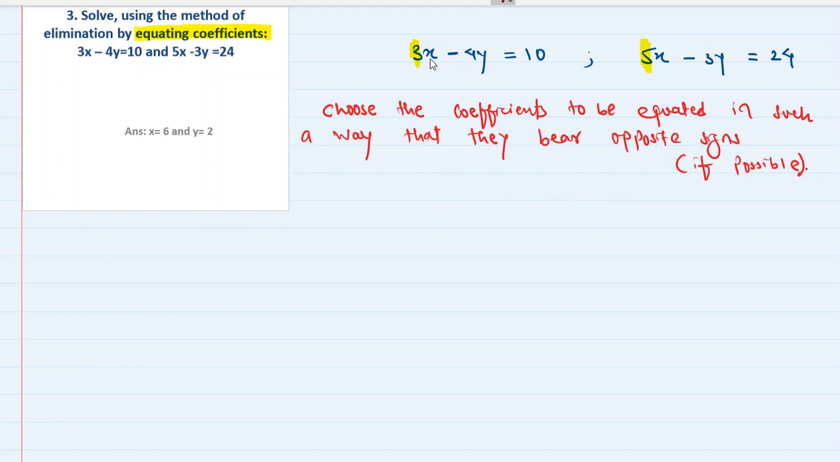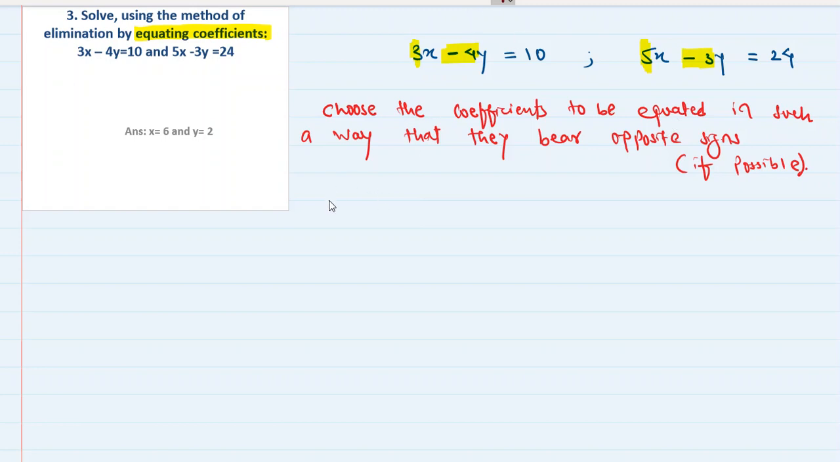Now, what are the coefficients of x in both equations 3 and 5? What is the sign of 3? Plus. What is the sign of 5? Plus. Okay, forget about it. Let's talk about the coefficient of y. What is the coefficient of y? Minus 4. And the other? Minus 3. They both have minus signs. So here it does not matter which coefficient you choose, because they both have the same signs, right? Generally we choose the coefficients to be equated in such a way that they bear opposite signs, but here both the coefficients of x and y have the same sign, so it does not matter which coefficient you choose.